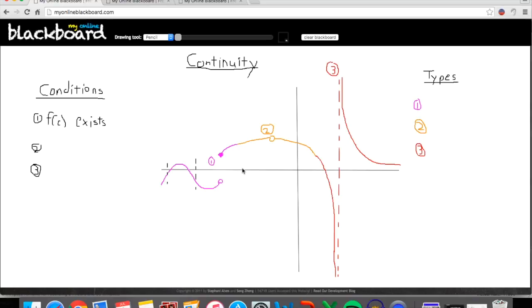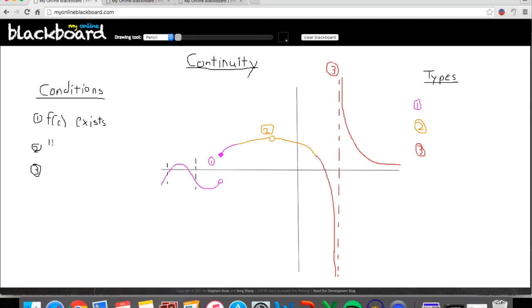Here, for example, at this point, there's a circle dot that's not filled in. That means at this point, f of c does not exist. At this point, f of c does not exist either. However, at this point, let's say f of c does exist.